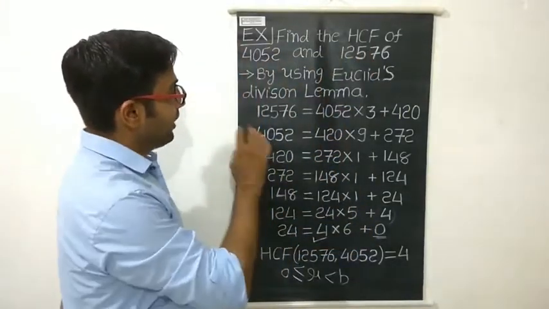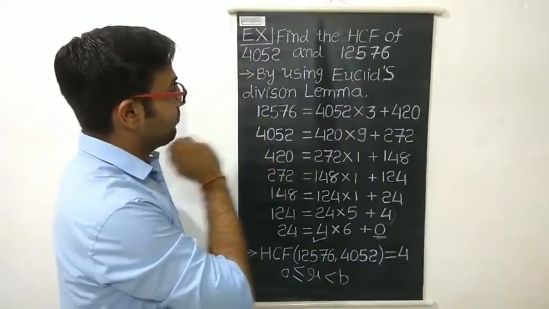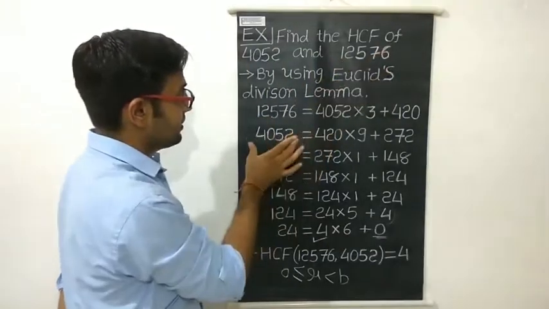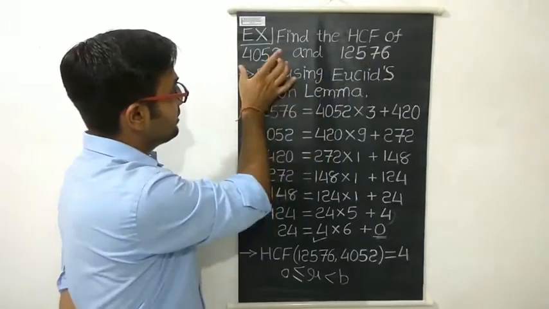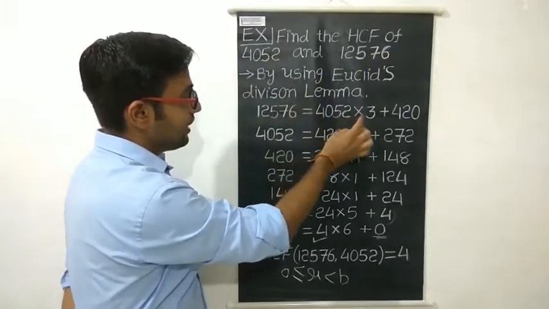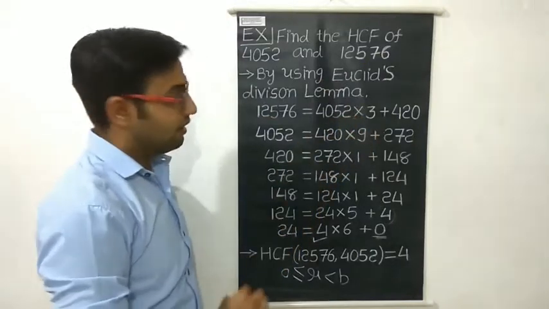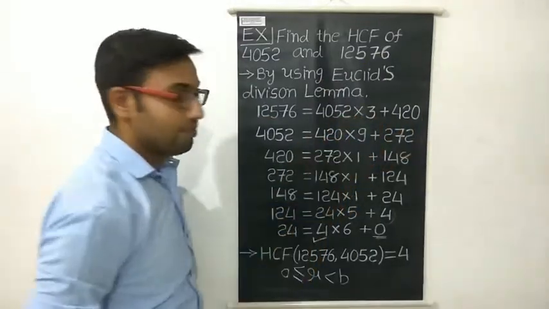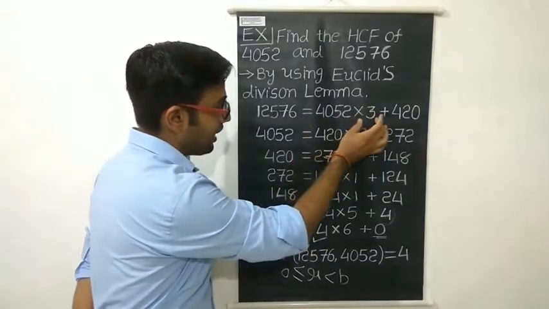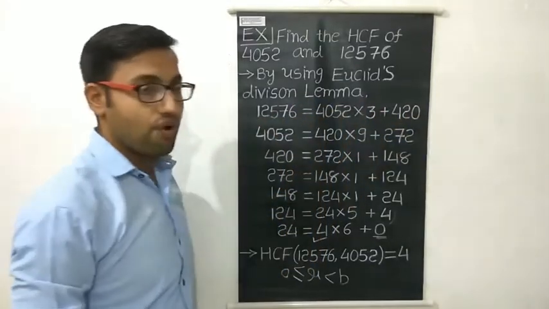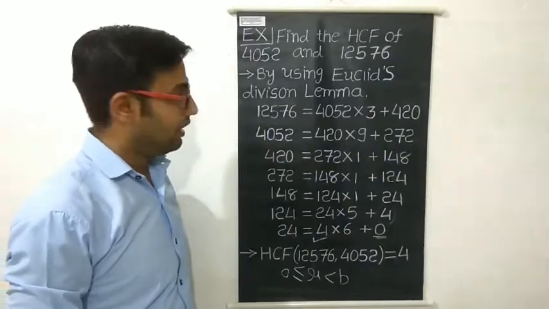Right? So according to Euclid's division lemma, we can write 12576 as, when we divide by 4052, we get the quotient 3 and 420 as the remainder. So we can say that 4052 goes 3 times and gives the remainder 420. Now what?